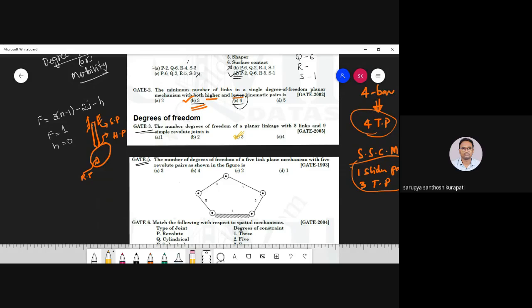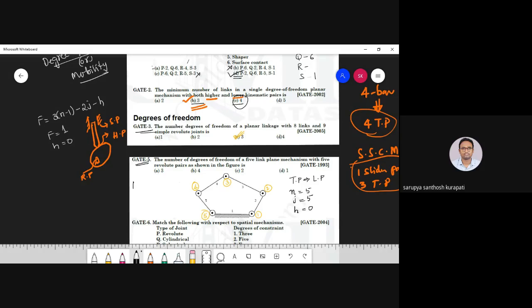How many links are there? Total 5 links, and these 5 links are marked. This is turning pair 1, this is 2, and again turning pairs 3, 4 and 5. So how many turning pairs are there? Total 5 turning pairs, and all of them come under which category, lower pair or higher pair? Lower pairs, sir. So the number of links N is equal to 5, the number of lower pairs J is also 5. Is there any higher pair here? No, so H is equal to 0.